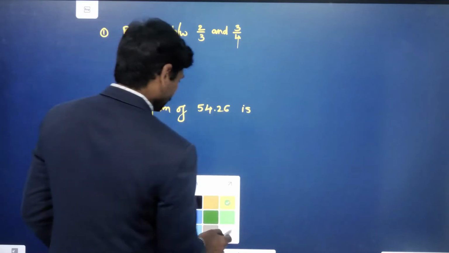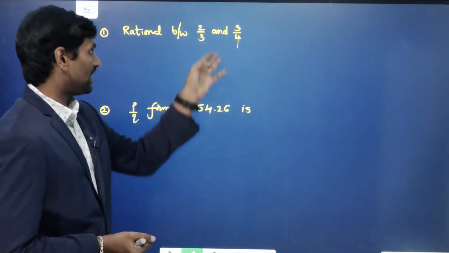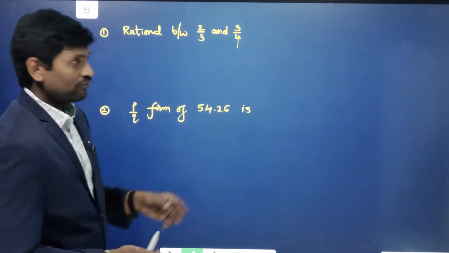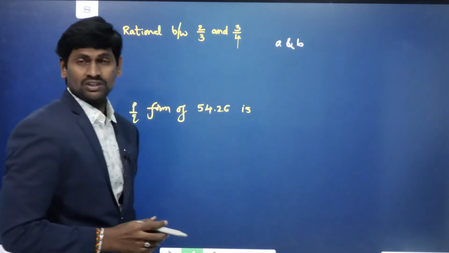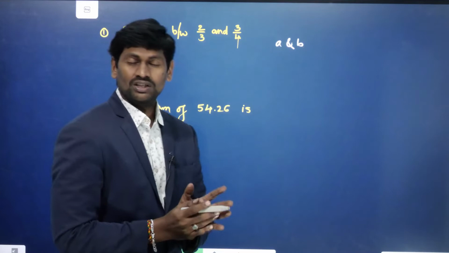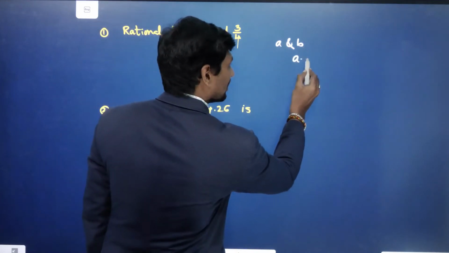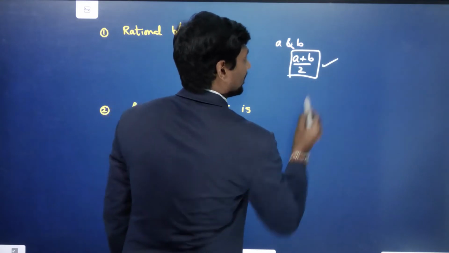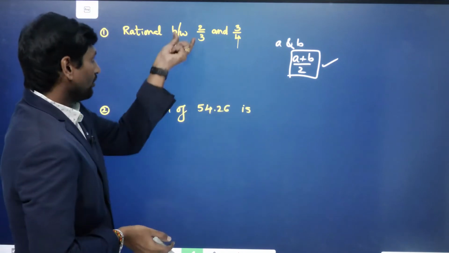Now see here, the rational number between 2 by 3 and 3 by 4. For example, if A and B are any two rational numbers, the rational number between A and B is nothing but (A plus B) by 2. What is the A value here?